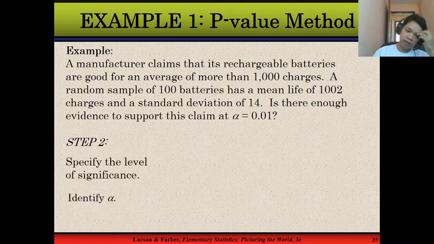Step 2, identify natin yung level of significance. Given naman lagi itong alpha level natin. So alpha level is 0.01.